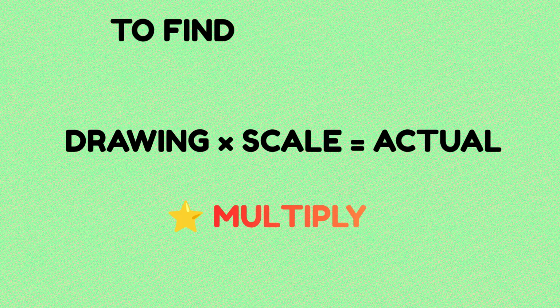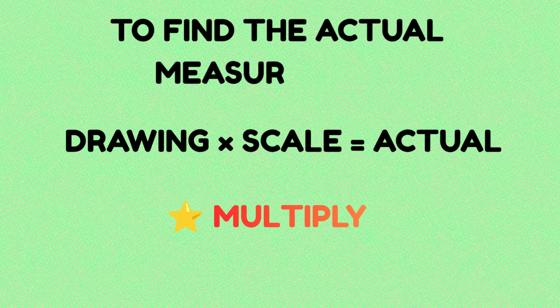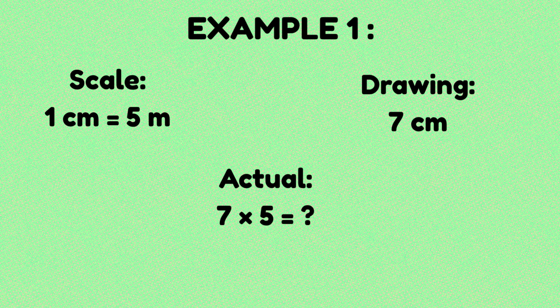When we know the measurement on the drawing and want to find the actual measurement, we multiply. Remember this simple rule: drawing measurement times the scale gives us the actual measurement. Let's try an example. The scale is 1 centimeter equals 5 meters. The drawing measures 7 centimeters. To find the actual length, multiply 7 by 5.